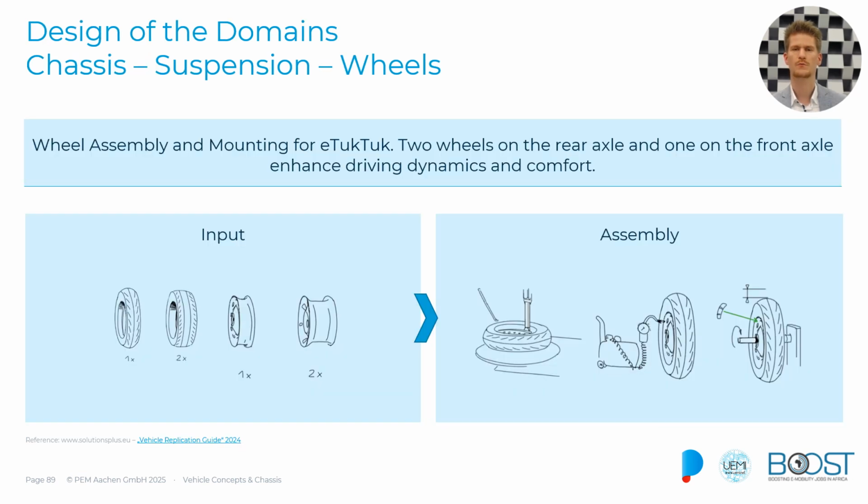The next domain we're going to look at now are the wheels. The wheel assembly and mounting for the tuk-tuk is something we have to take into consideration. So we have one wheel at the front and two wheels at the rear. As we can see, we might have different kinds of tires, so maybe something like a motorbike tire at the front and something like road or passenger vehicle tires at the rear.